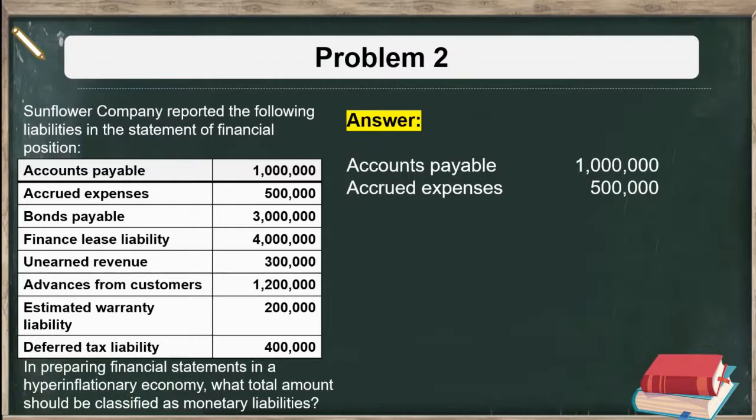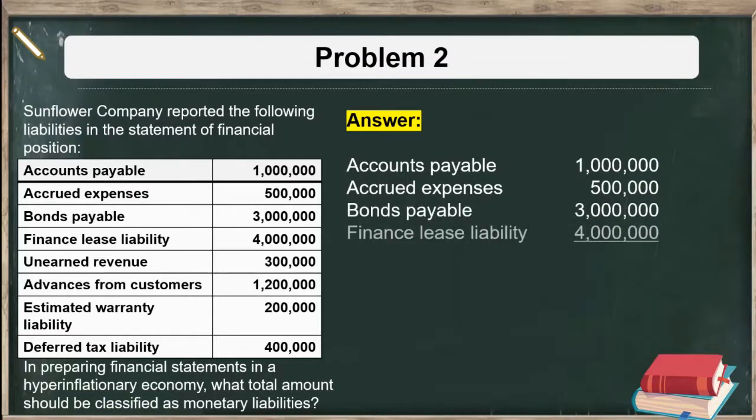We have the accrued expenses, like payments for electricity, interest, and utilities, then bonds payable, and the finance lease liability. The other items are different: unearned revenue will be reclassified or eliminated, and once earned, it becomes revenue. If it's advances from customers, once we have provided the service, it becomes income, because it is unearned. Then we have estimated warranty liability. Once we provide service for the warranty, it can be converted into expense. The same with the deferred tax liability. So the rest are non-monetary liabilities. The total monetary liabilities is 8,500,000. And again, the rest are non-monetary liabilities.